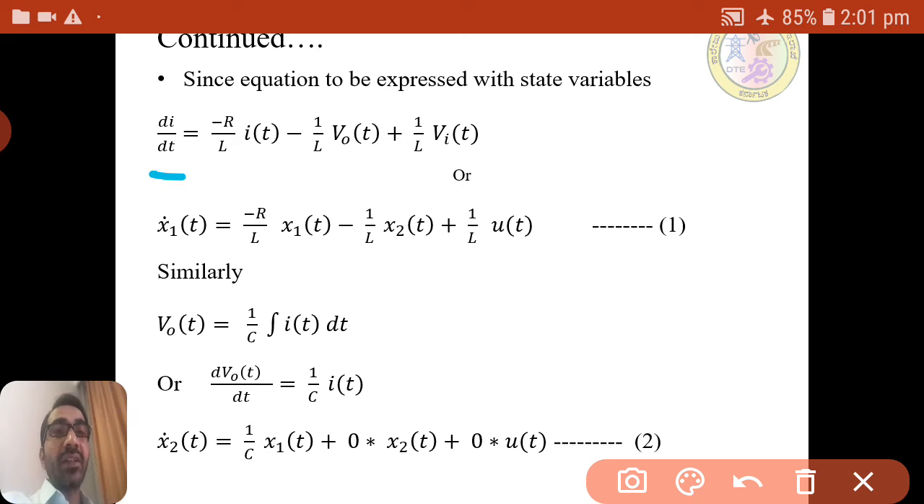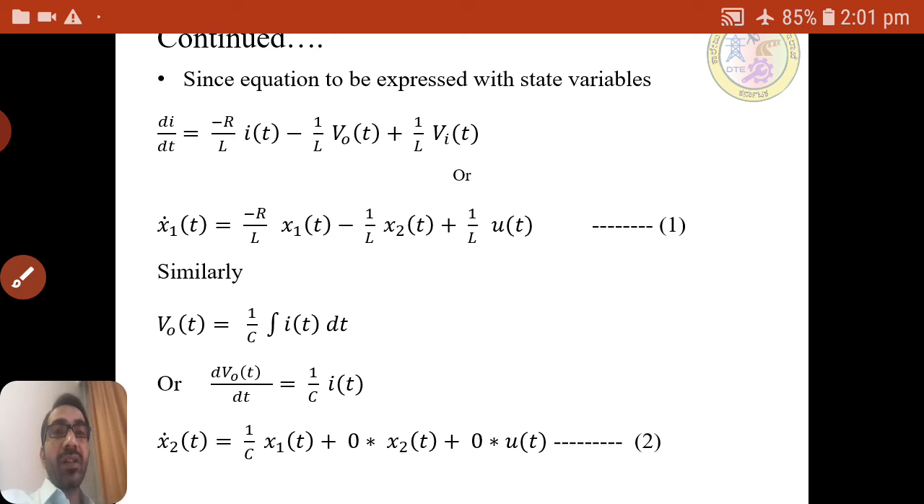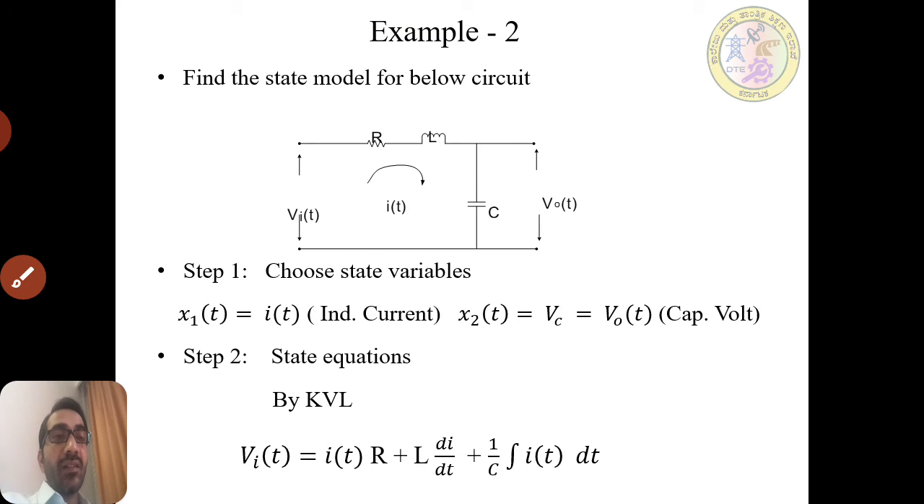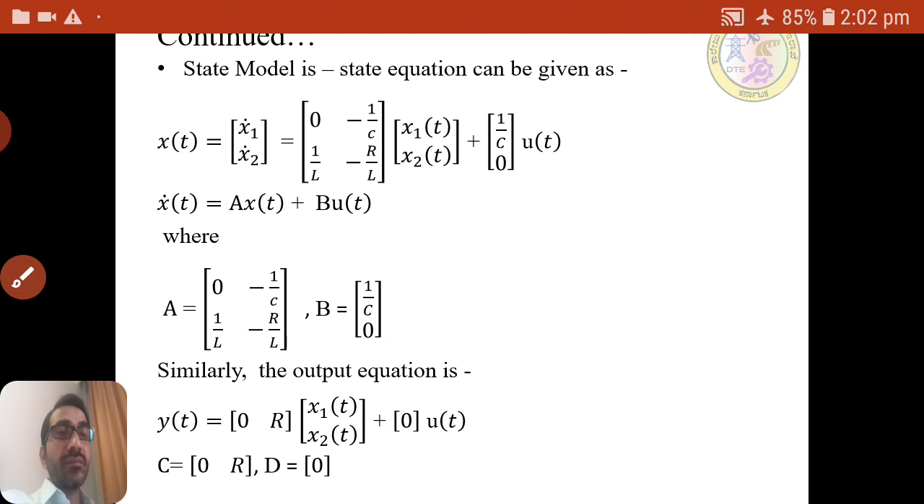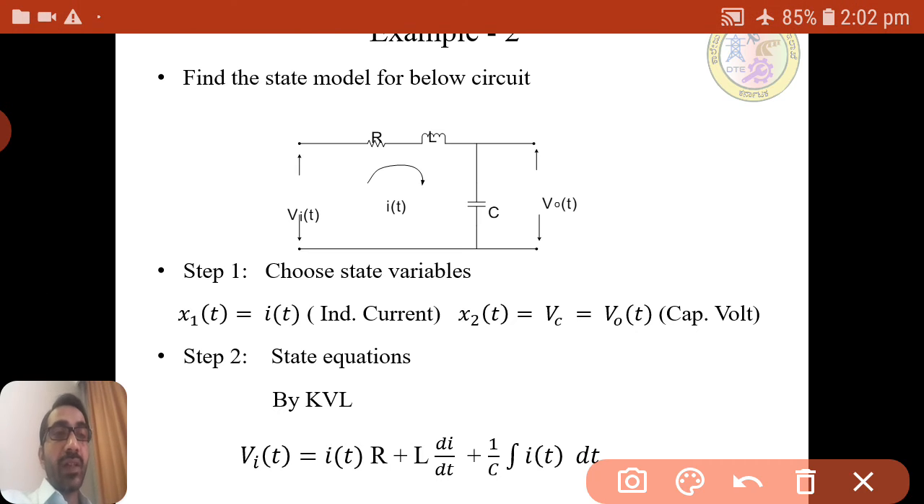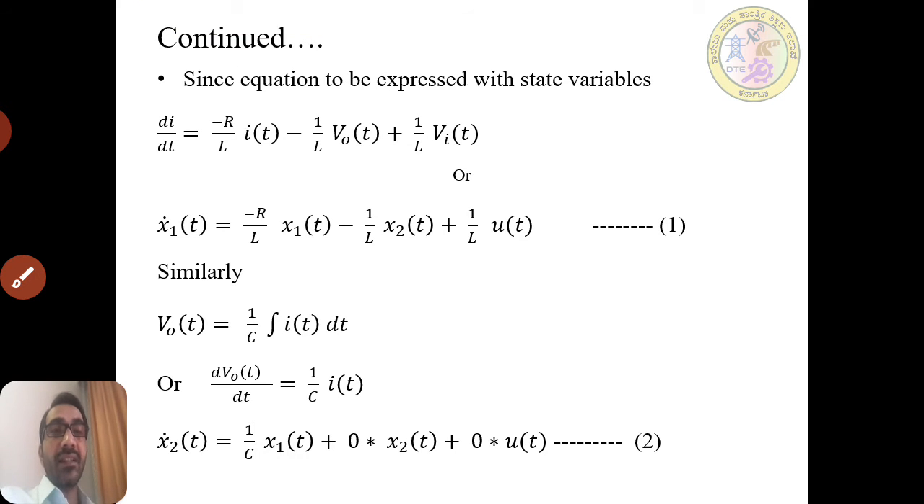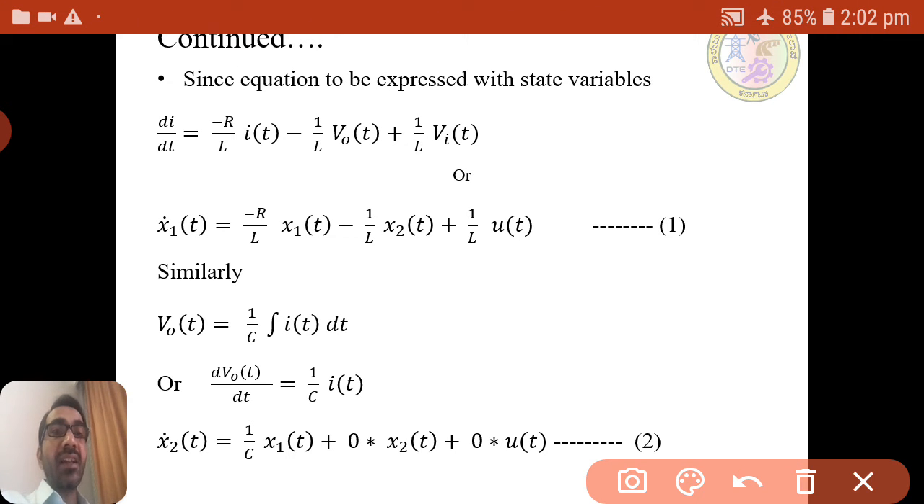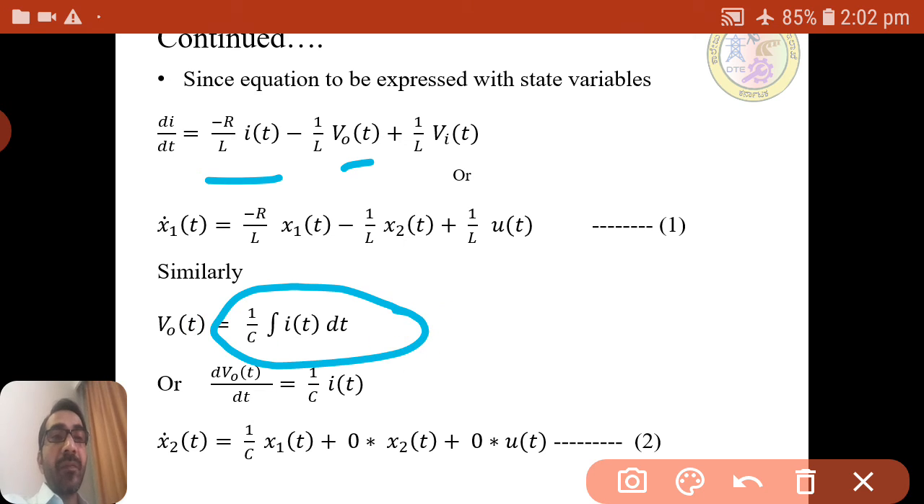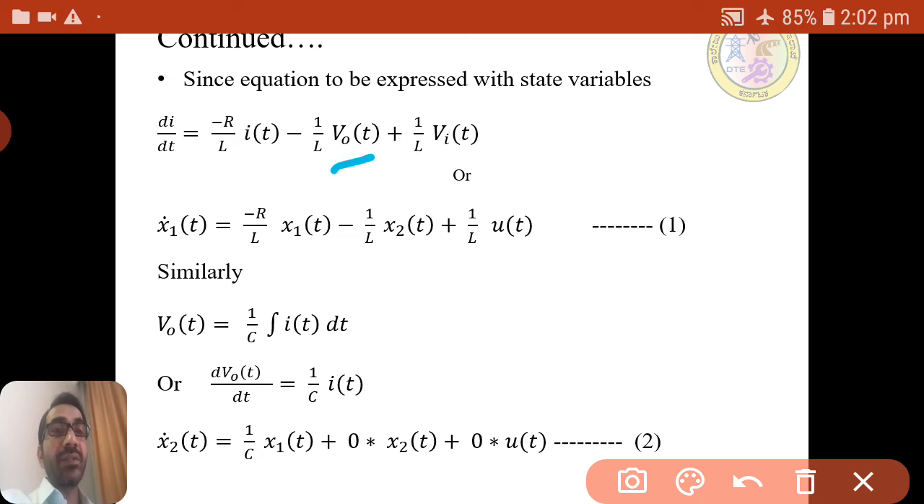So di by dt is equal to, whatever we got in the previous slide. Okay, so this is di by dt. If you take the LHS side, di by dt is equal to minus r by L into I of t, and 1 by L, whatever the integration term, that is 1 by C into integration of i dt, so that we can give as v naught of t. So that will be replaced with v naught of t, and 1 by L v of t.